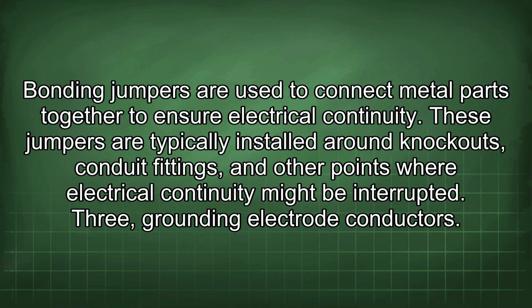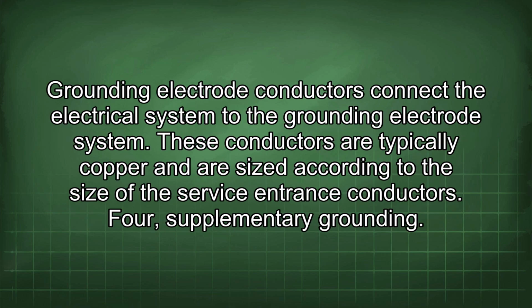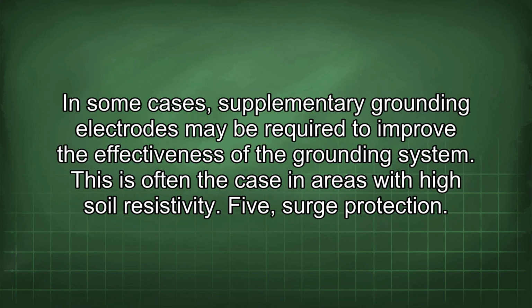3. Grounding electrode conductors. Grounding electrode conductors connect the electrical system to the grounding electrode system. These conductors are typically copper and are sized according to the size of the service entrance conductors. 4. Supplementary grounding. In some cases, supplementary grounding electrodes may be required to improve the effectiveness of the grounding system. This is often the case in areas with high soil resistivity.